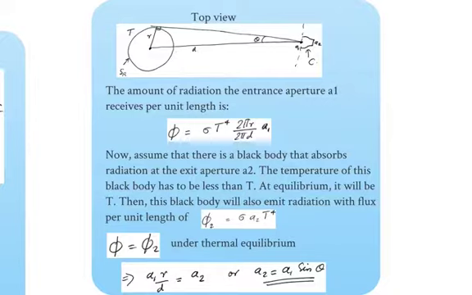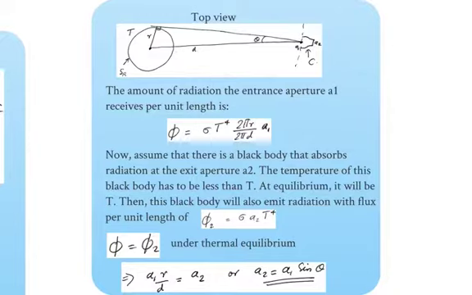Then this black body will also emit radiation. Okay, and now, by now, we're very familiar with how to calculate this. Black body will also emit radiation with flux per unit length given by sigma T raised to 4 times its area, which is A2. Okay.